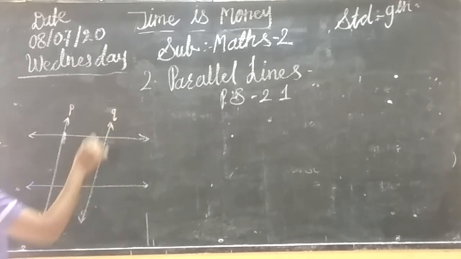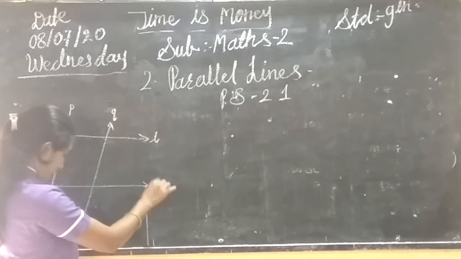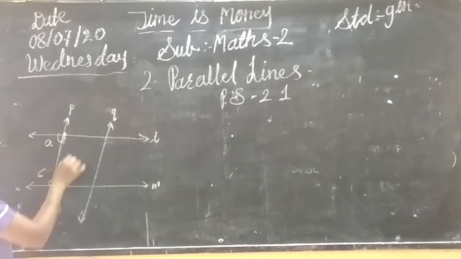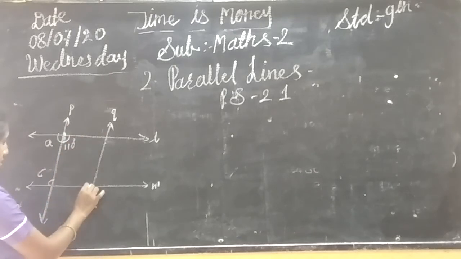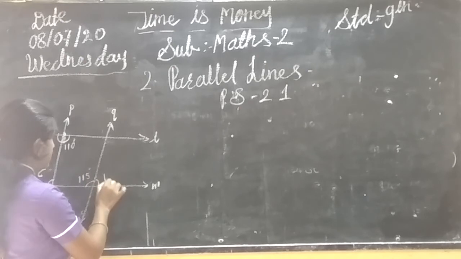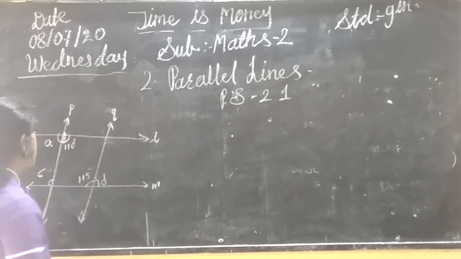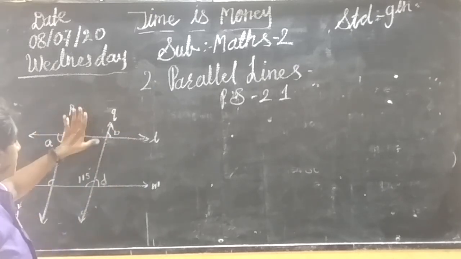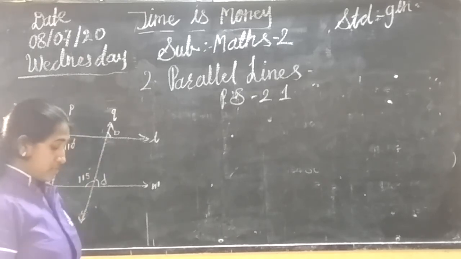P, Q, L, then M, A, C. Here is the 110 degree. It is the 115 degree. Then here is the D. Like this information. Okay, here B is remaining, and this angle is the B. Okay. Now, what is the question?